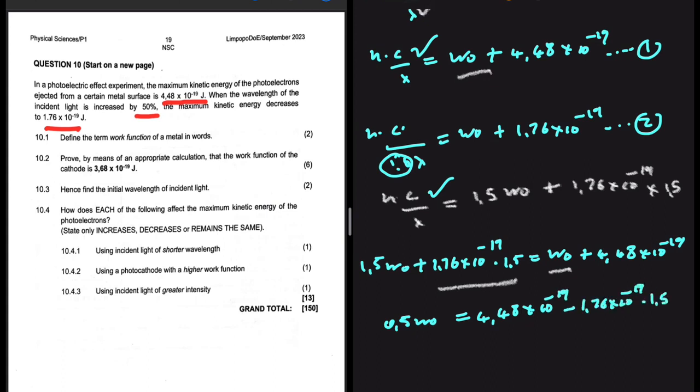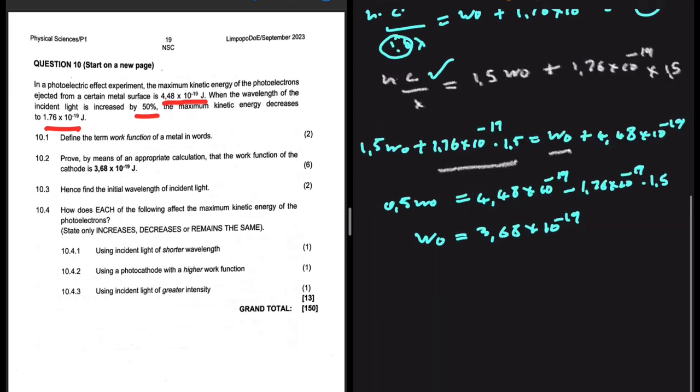We divide both sides by 0.5. Our work function is going to be equal to 3.68 times 10 to the minus 19, since we are dividing both sides by 0.5. That is 10.2. Let's go ahead and look at 10.3.